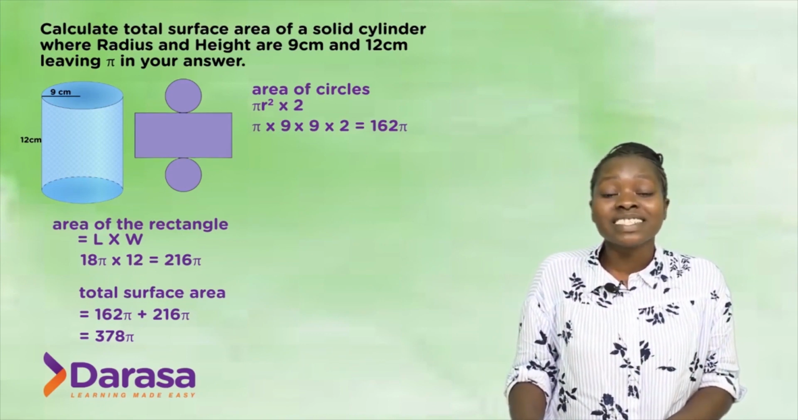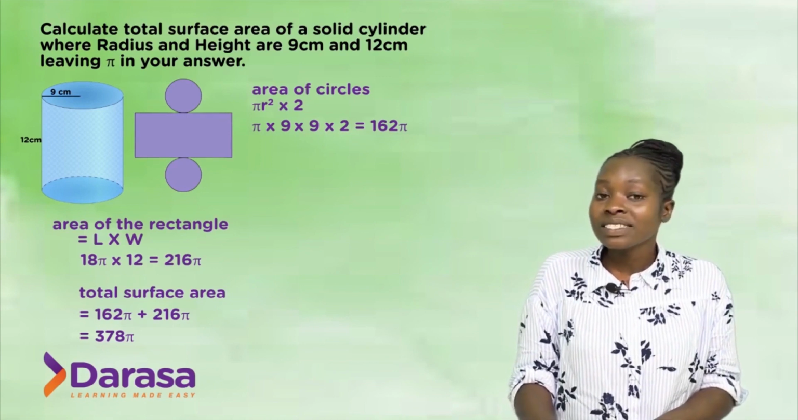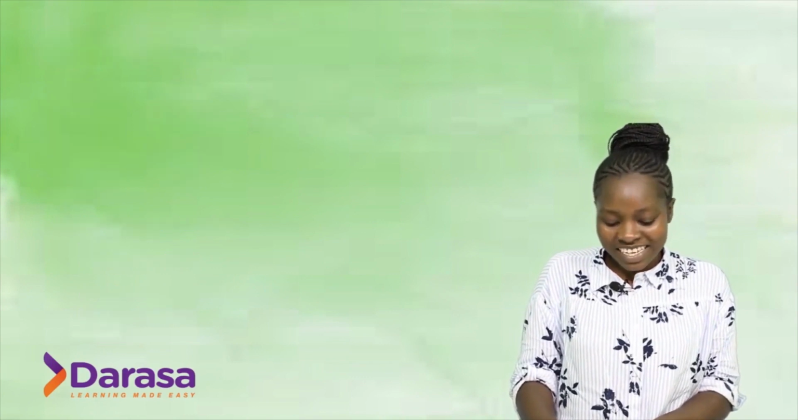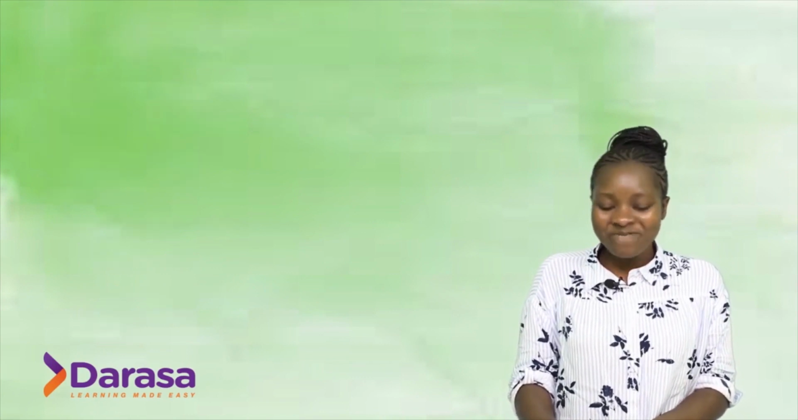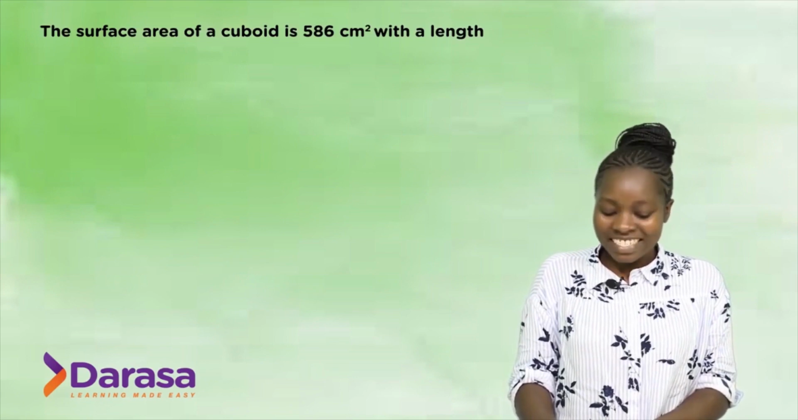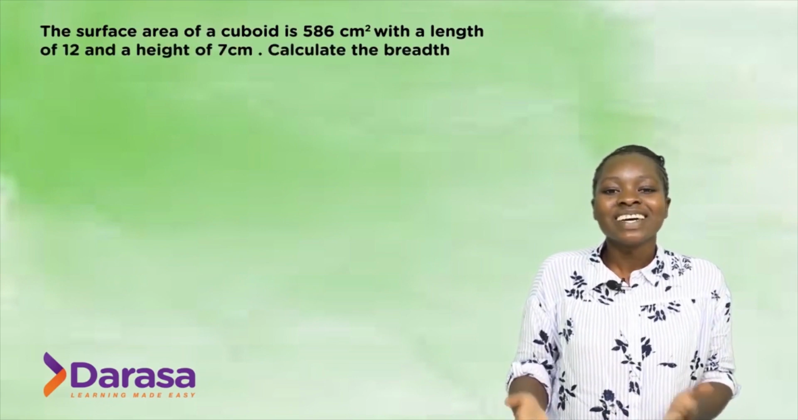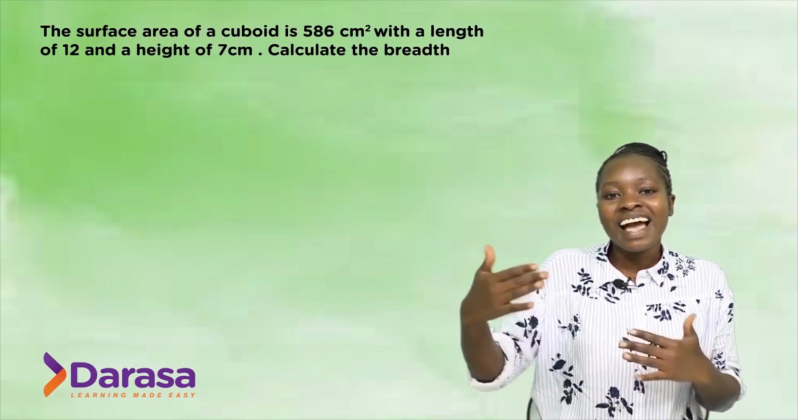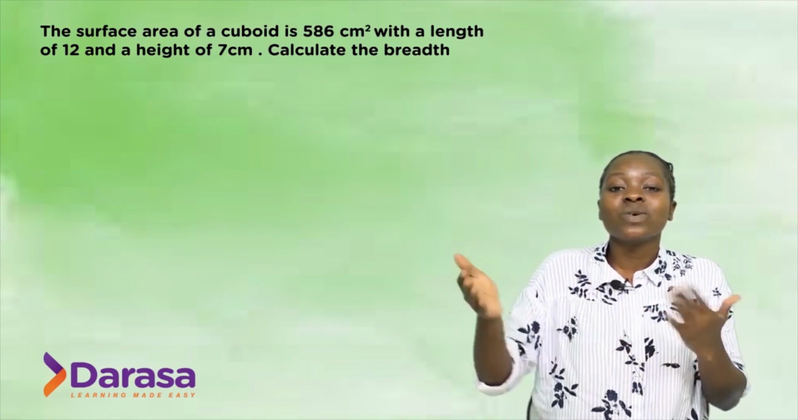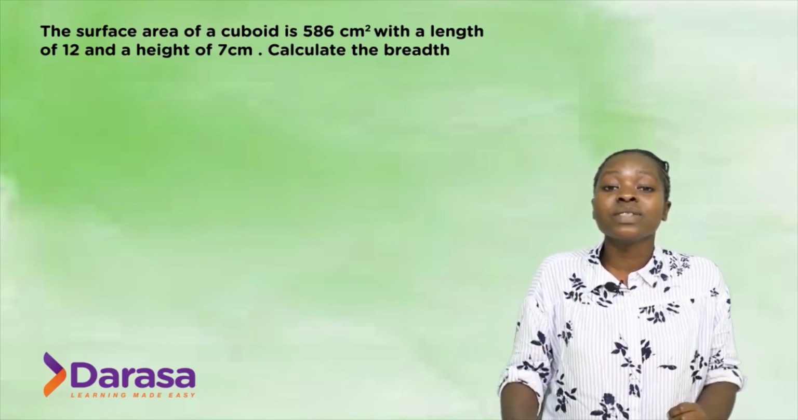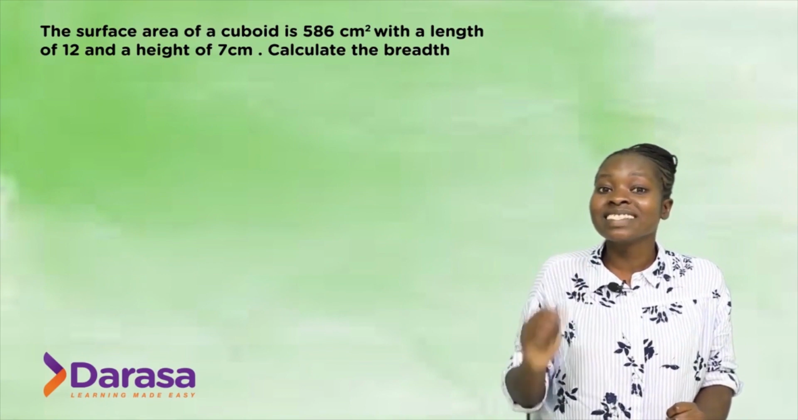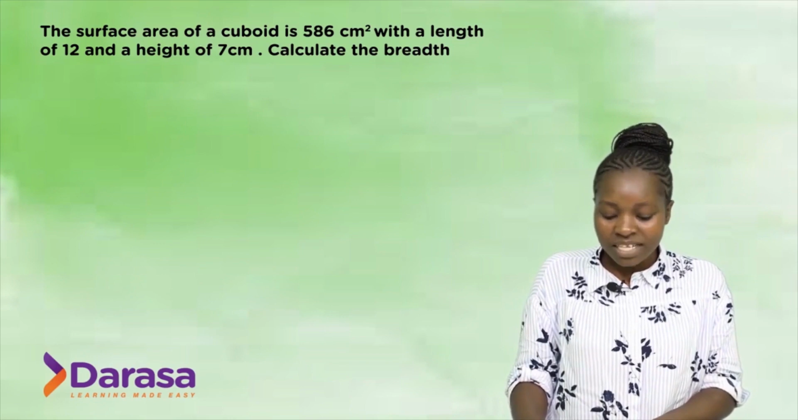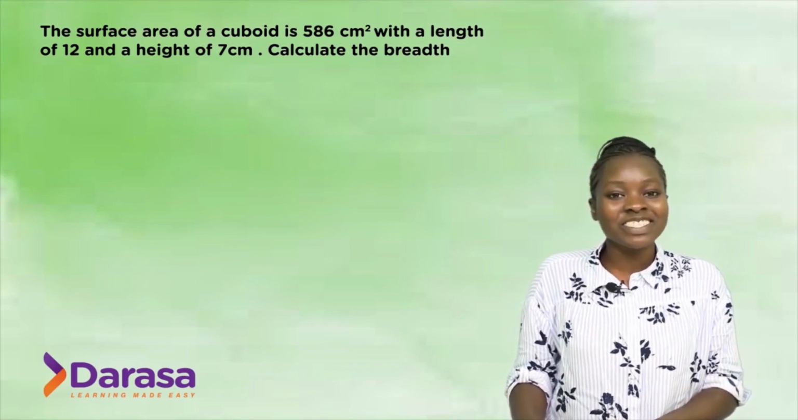Now, our last example on surface area of prisms, we have this question. It reads, the surface area of a cuboid is 586 centimeters squared. So you have your cuboid in mind, and you know our cuboid is just like a rectangle having 6 rectangles taken together. So for example, the matchbox you use at home, that's an example of a cuboid.